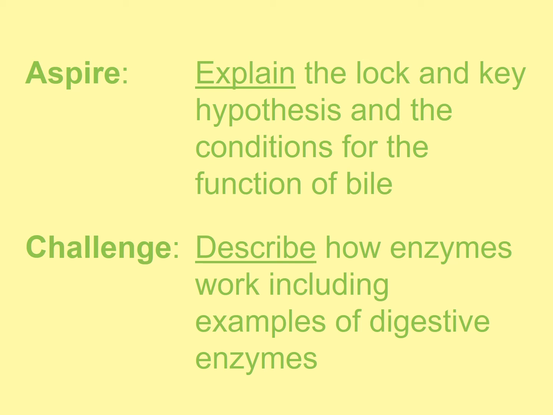And the same thing happens with pH. As the pH gets too low, it affects the active site. The bonds in the active site start to break, and then the active site changes shape, and that's why it denatures. If the pH gets too high, it becomes very alkali. Similar thing, bonds break, changes the active site, and that denatures the enzyme.